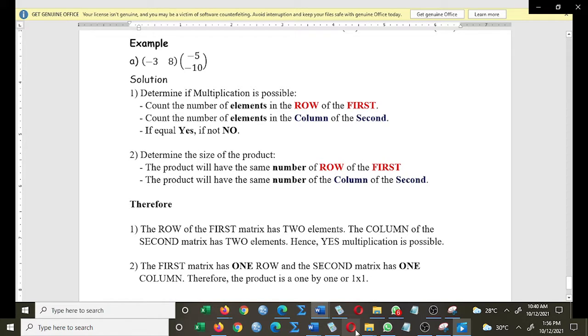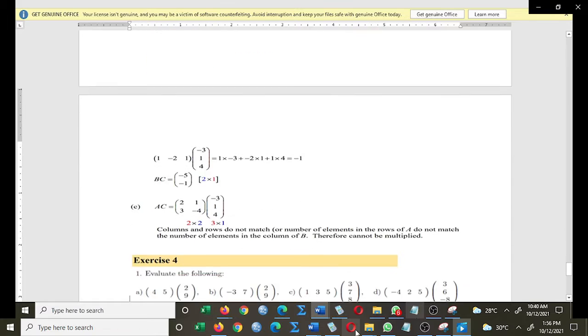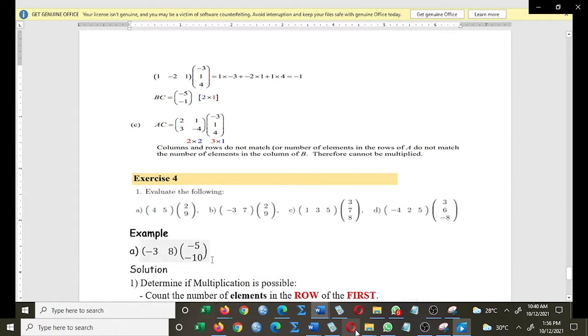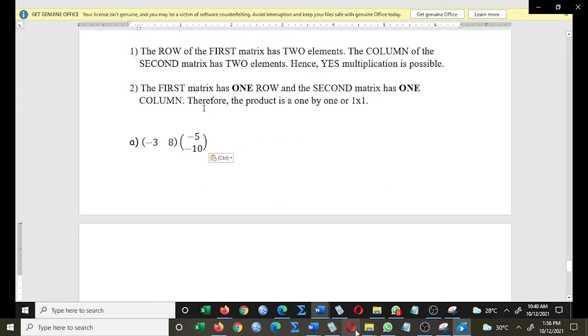So, how to multiply now? How to multiply matrices? So now we're ready to multiply. Let me copy it down. So we determined that yes, multiplication is possible, and our answer is going to be a 1 by 1. How to multiply?